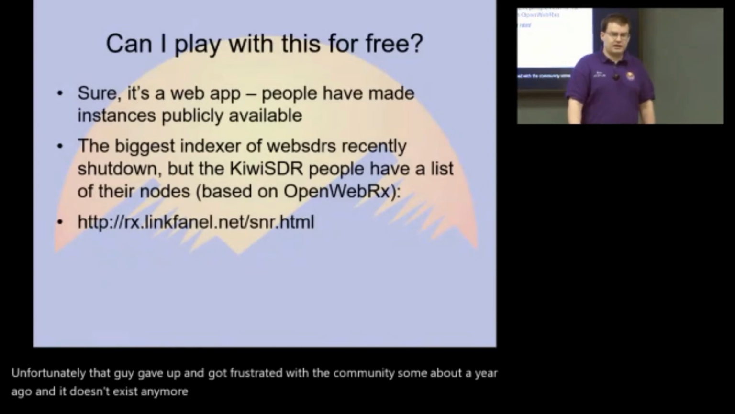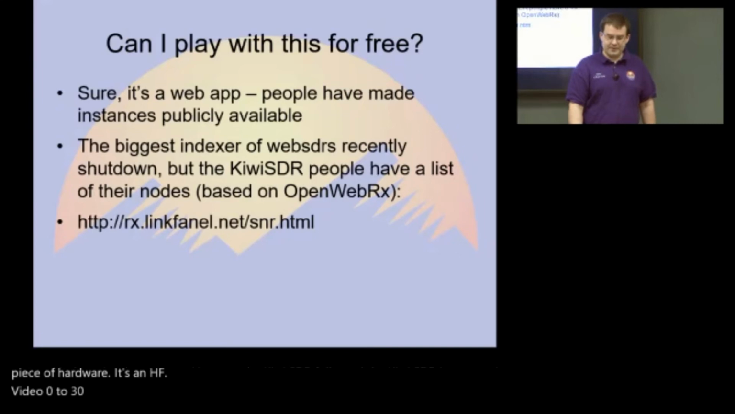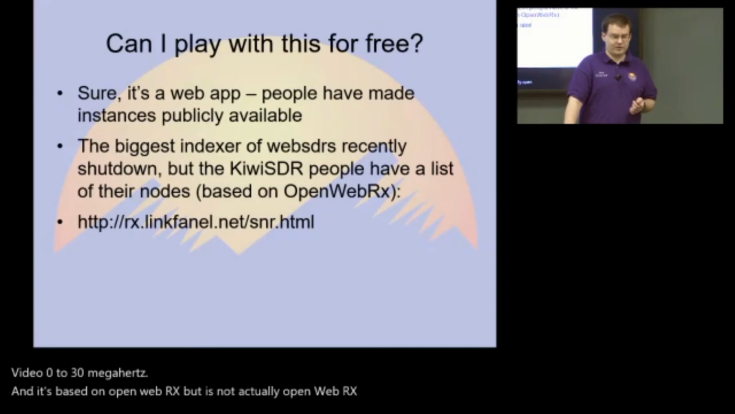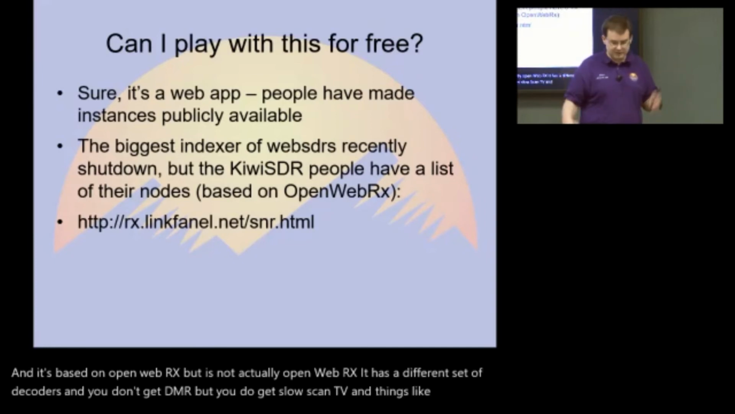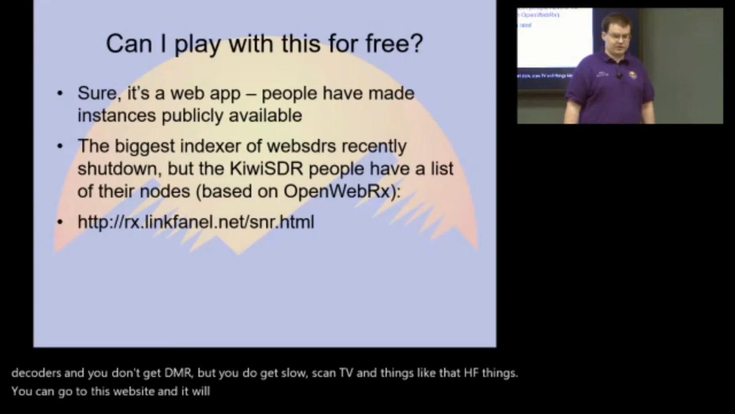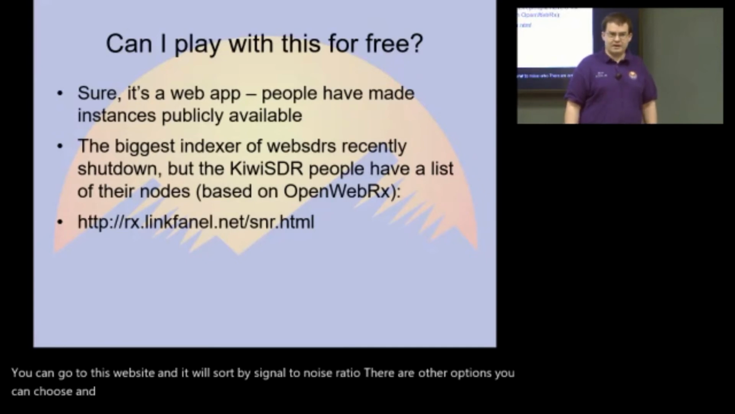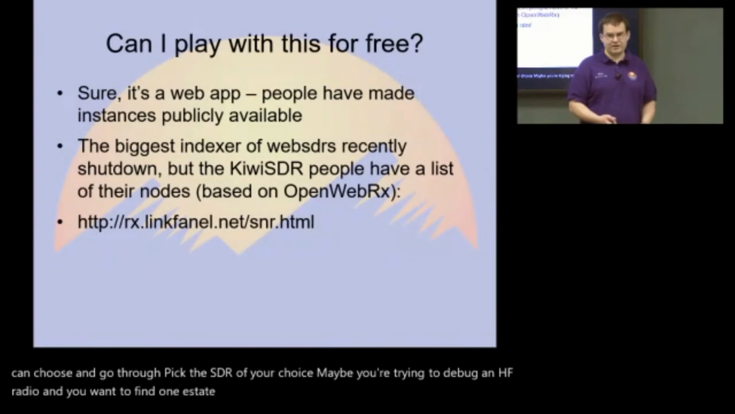However, the KiwiSDR folks, and the KiwiSDR is yet another piece of hardware. It's an HF radio, 0 to 30 megahertz. It's based on OpenWebRX, but is not actually OpenWebRX. It has a different set of decoders. You don't get DMR, but you do get slow scan TV and things like that, HF things. You can go to this website and it will sort by signal to noise ratio. There are other options you can choose and go through, pick the SDR of your choice. Maybe you're trying to debug an HF radio and you want to find one a state over, the other side of the country, the other side of the planet, whatever.